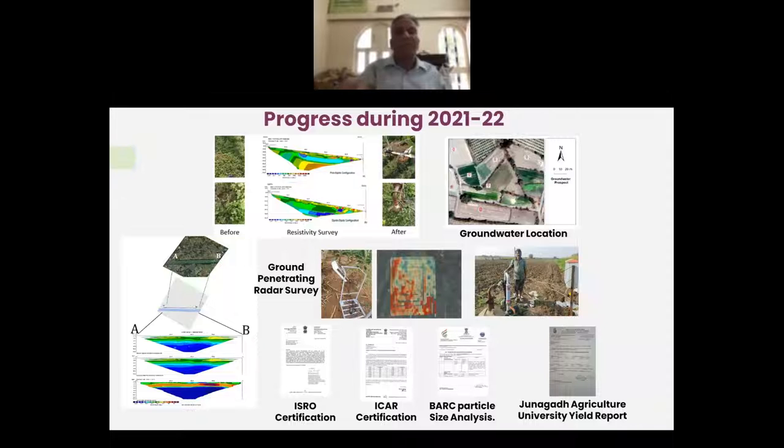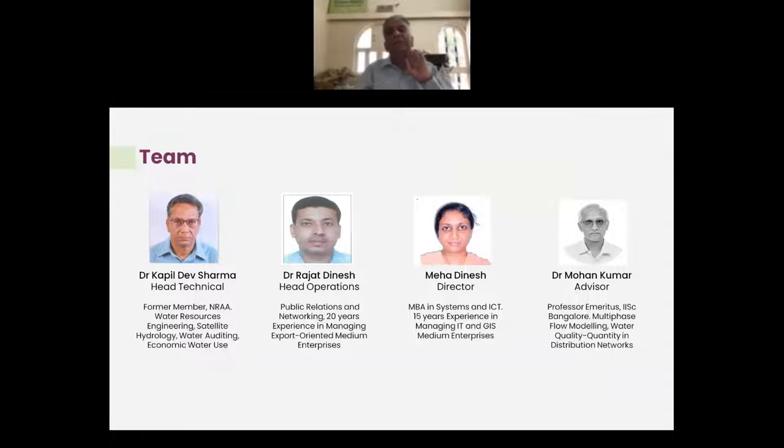Then we have some certifications and felicitations, and other things. Our team: I am the head technical, and Dr. Rajat Dinesh is the head operation. Fortunately, the Greenfield Eco Solution company is headed by a promoter and founded by women. There are two women directors. And we have our advisor, Dr. Mohan Kumar from the Indian Institute of Science, the famous groundwater man, who happens to be our friend. I think Professor Mohan Kumar and I have been working together since 1993 in one capacity or another.